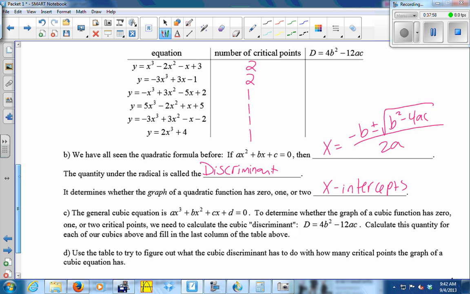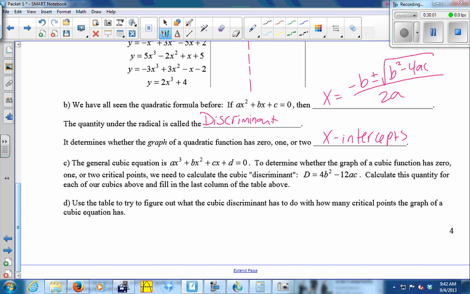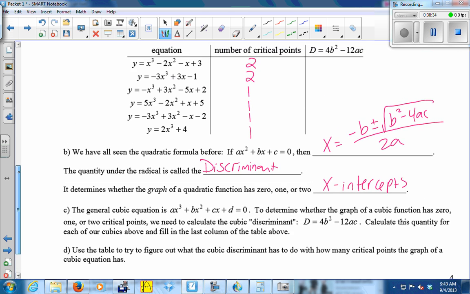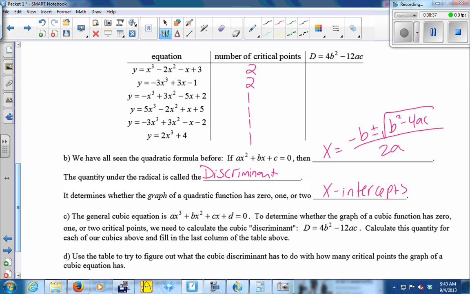Okay, so the general cubic equation is ax cubed plus bx squared plus cx plus d equals 0. Very similar to the general quadratic. To determine how many critical points the graph of a cubic function has, you calculate a value called the cubic discriminant. It comes from another formula that I'm not going to bother you with. Okay? Calculate that quantity for each of the cubics that I had you graph before and fill in the last column. Then see what the relationship is between the number of critical points and the discriminant.